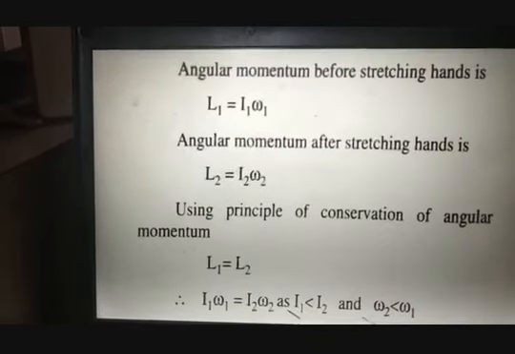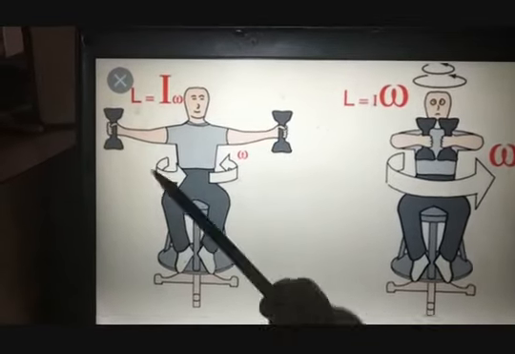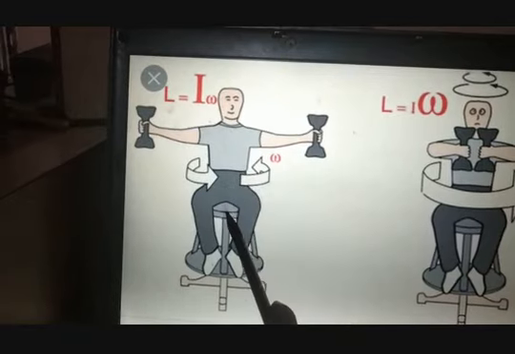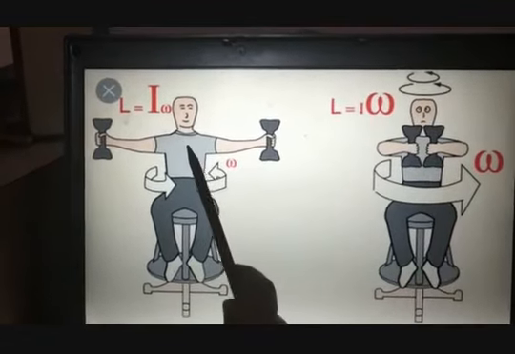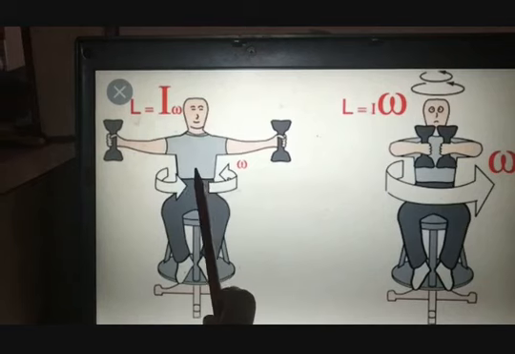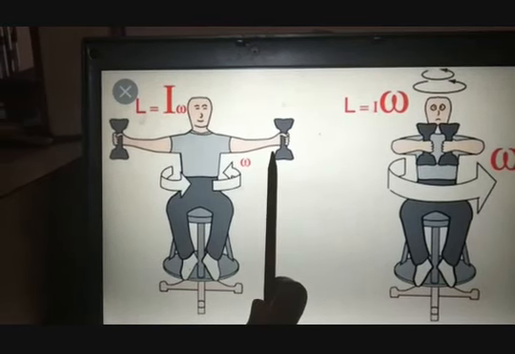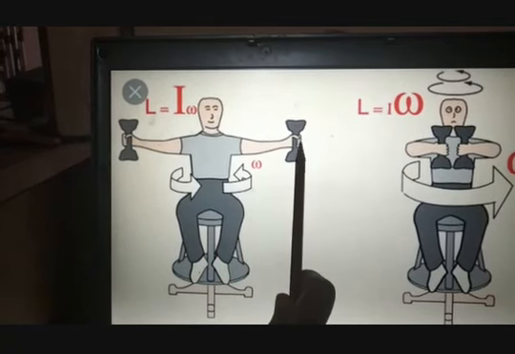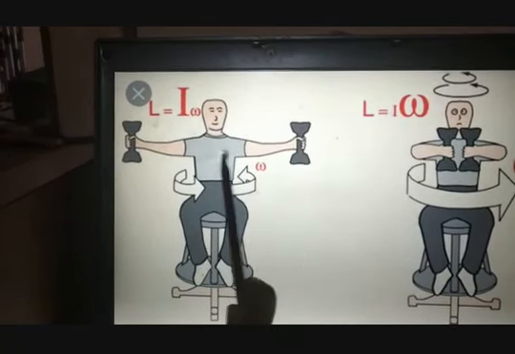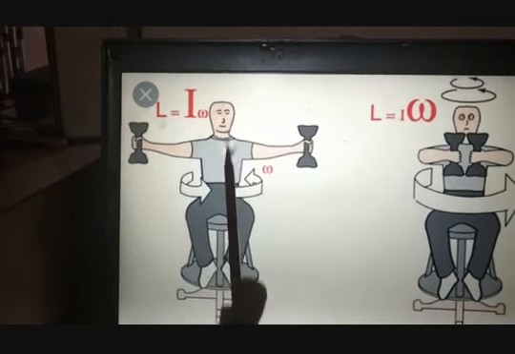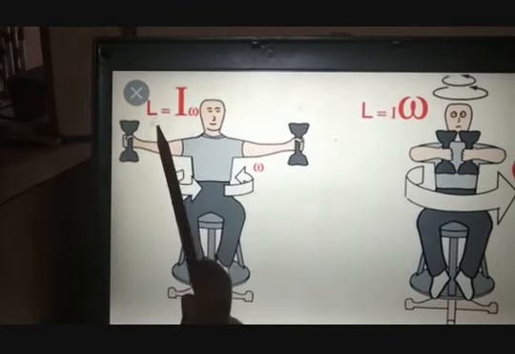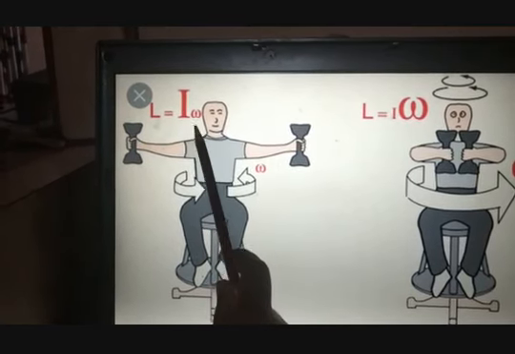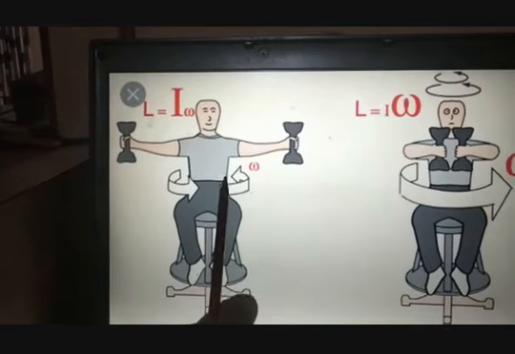Then let us take another example. This person is sitting on a chair and rotating. This will be the axis of rotation for that person. Now see here, when he outstretches his arms, I will be greater. Again, the particle over here has a larger distance from the axis of rotation, so r is larger, and your I is mr square. R is larger, so I is larger, and obviously omega will be less.